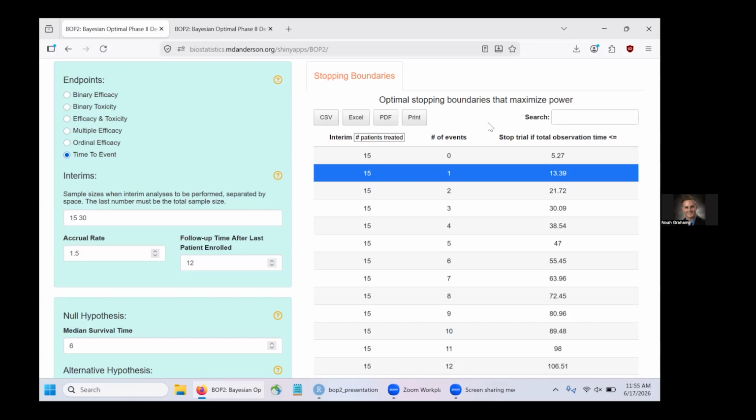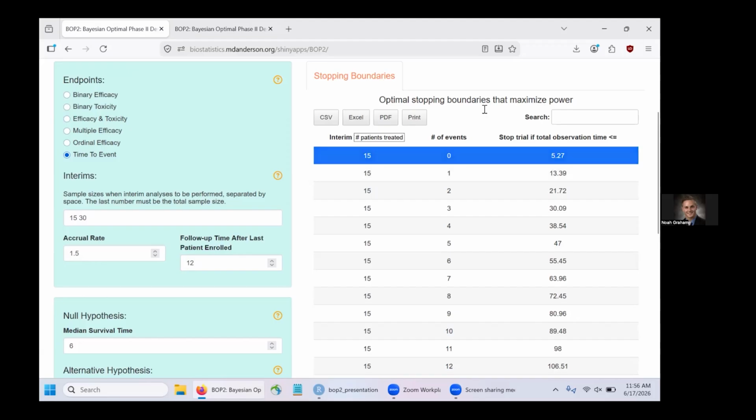Is that because maybe that would be an indicator that patients aren't staying in follow-up for long enough and maybe dropping out, and that's where this is coming from? Or it just seems a little counterintuitive that you would stop when you haven't seen any events.